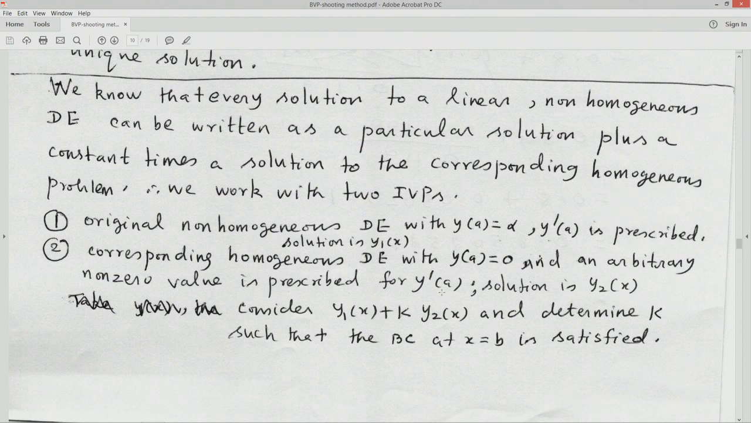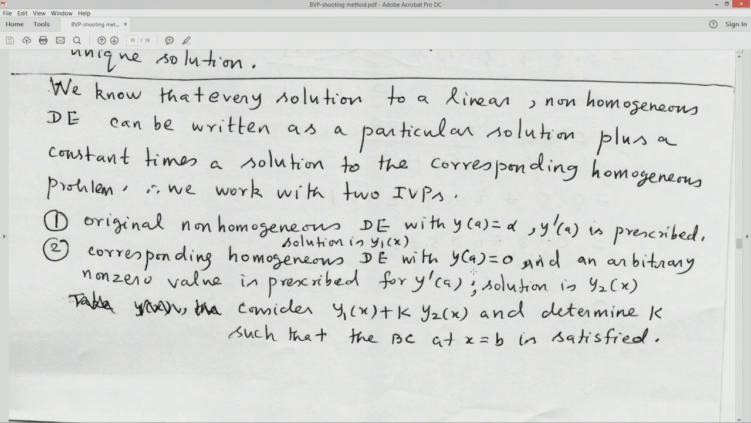Then we consider the second initial value problem, and the second initial value problem is governed by the corresponding homogeneous second order differential equation which is given in the boundary value problem along with the initial conditions. What are they? Y at a is 0 and an arbitrary non-zero value is prescribed for y dash of a, and determine the solution of this second initial value problem. Call this solution as y2 of x.